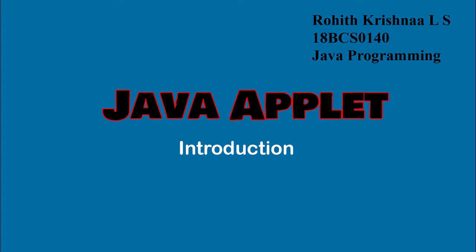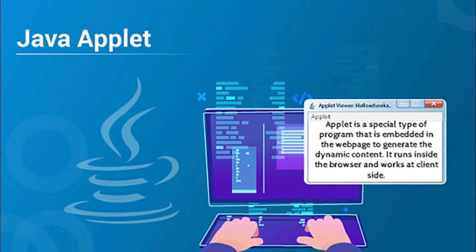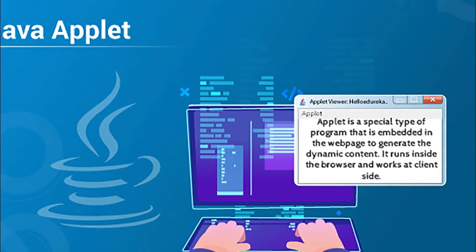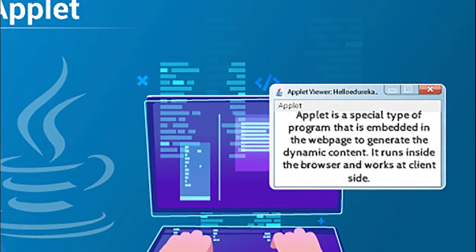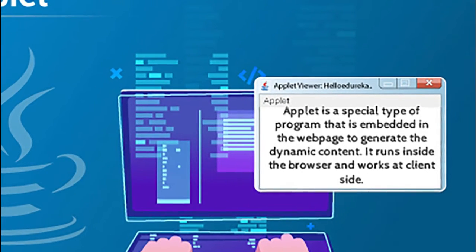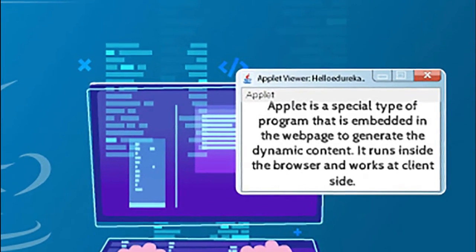In this slide, I'm going to give an introduction to applets. So basically, what is a Java applet? It is a special type of program which is embedded into web pages to create dynamic content, which runs inside a browser and works at the client side.